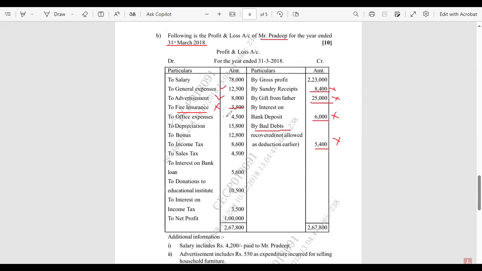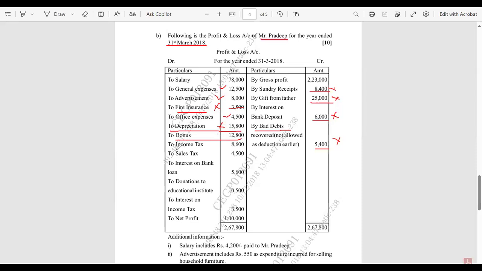Office expenses, 4,500, it is allowed. Depreciation is a provision against loss. So again, depreciation is not allowed. The bonus which I pay is not a regular course. Normally, bonus is given as an incentive which is based on my choice. That I want to make people working with me happy, I provide them donation. Sorry, bonus. So it is not allowed.